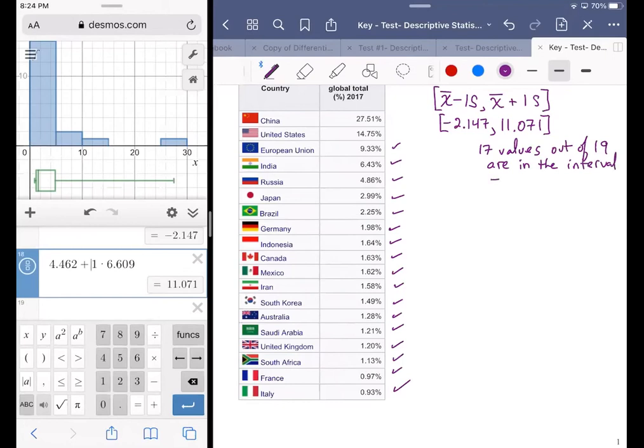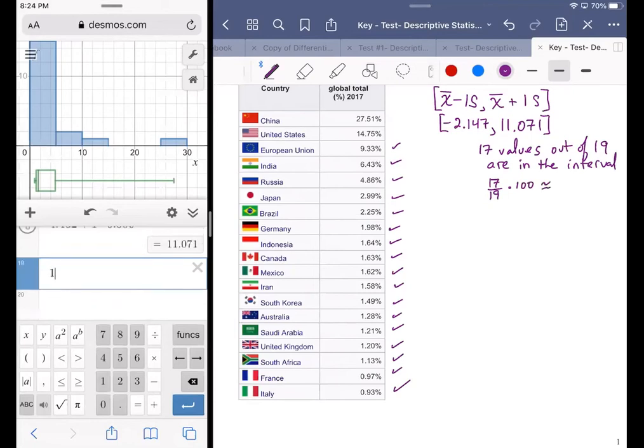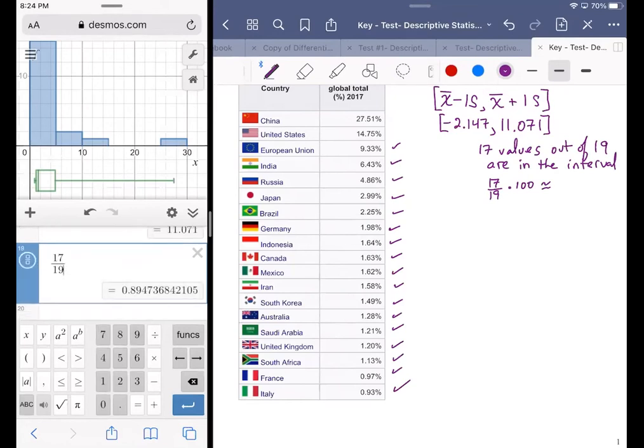All right, so that's 17 out of 19 times 100. If that's close to 68%, which it won't be, based off of the size relationship, like 90%. If it was close to 68%, we would go on with the second computation, but it's not, all right?